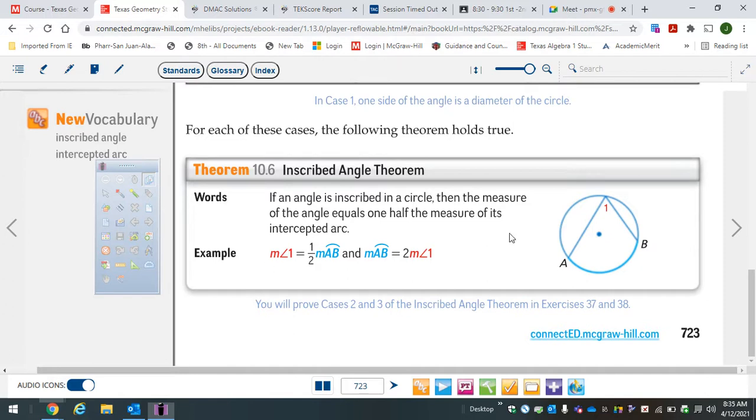So the measure of angle 1, that angle right there, is equal to half of the measure of the arc AB, half of this arc. And you can say the other way, like I said, the measure of arc AB is equal to two times the measure of angle 1. Copy that down real quick, guys.